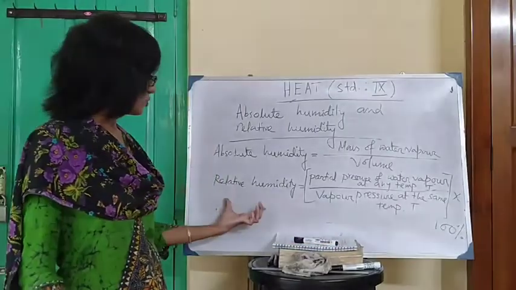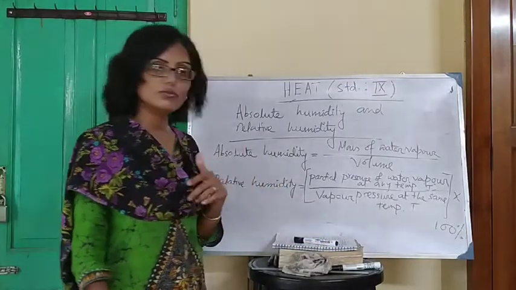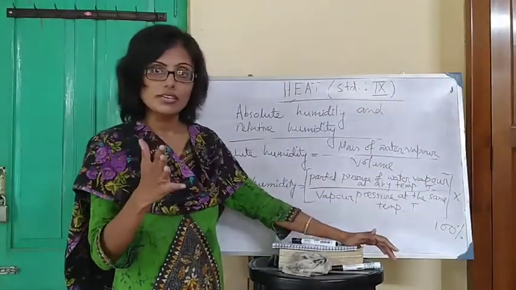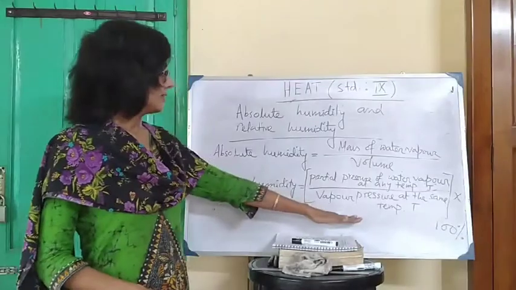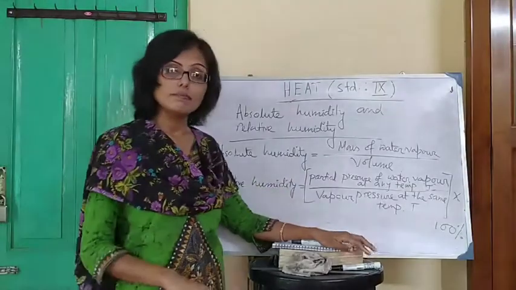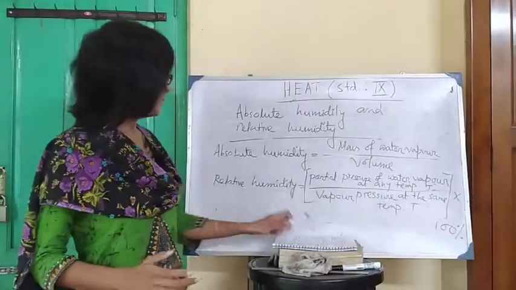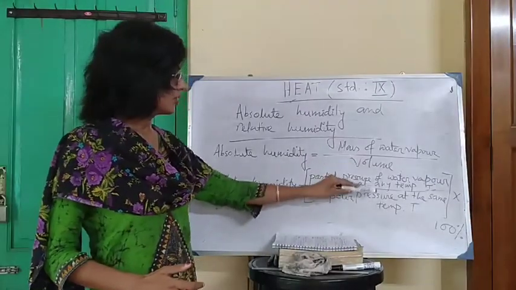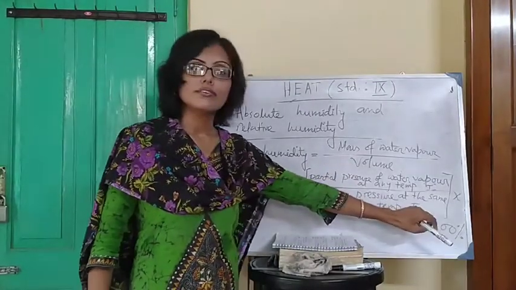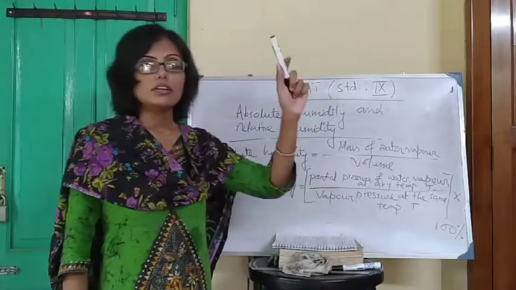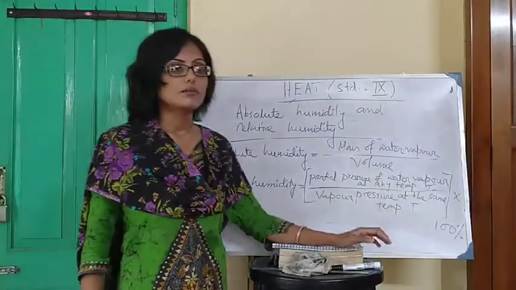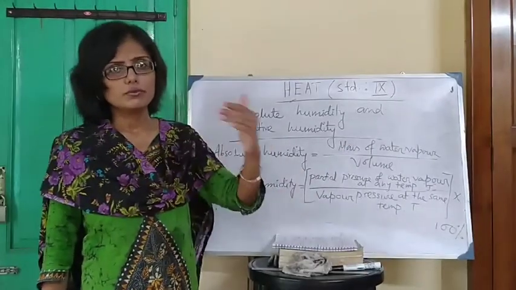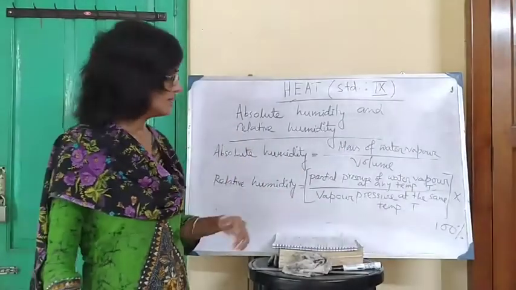Numericals will come based on the formula of relative humidity and absolute humidity. Suppose the partial pressure of water vapor is given at a temperature and the vapor pressure at that same temperature is given, you can easily find the relative humidity by using this formula, by taking the ratio and multiplying it by 100. Okay, only one topic is left in this chapter, that is anomalous expansion of water, and numericals are left. I will provide some numerical questions.